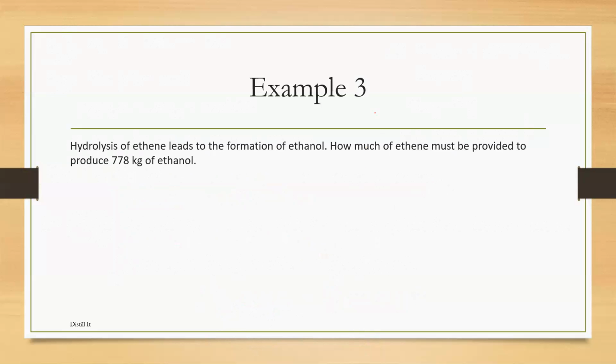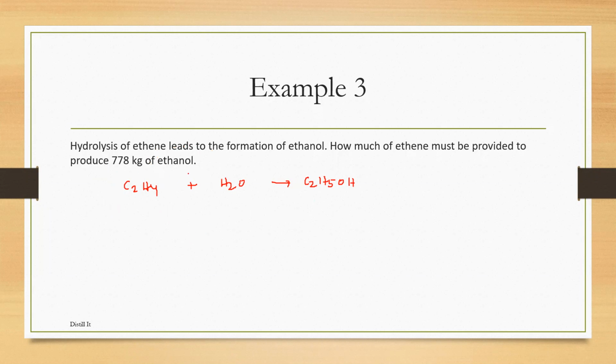Then please pause the video and try to solve this problem yourself. Now, hope you people have managed to solve this problem. If you haven't, then let's see. Hydrolysis of ethene leads to the formation of ethanol. Ethene is C2H4. Hydrolysis implies water is added, and this gives us ethanol, which is C2H5OH. This reaction is balanced. All right. So we'll go on to solve the problem further.